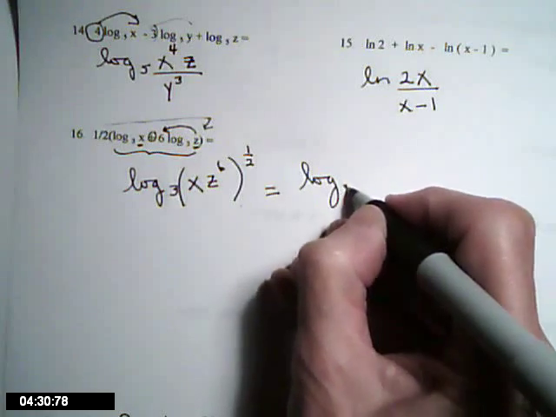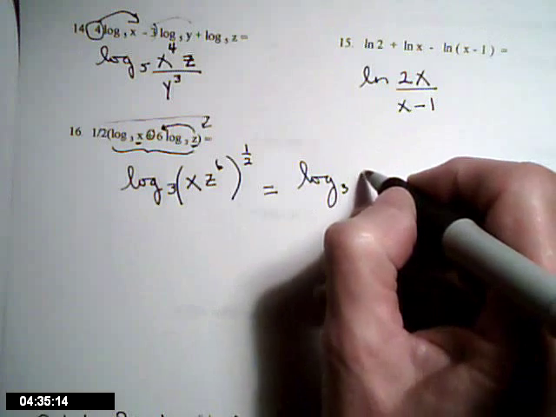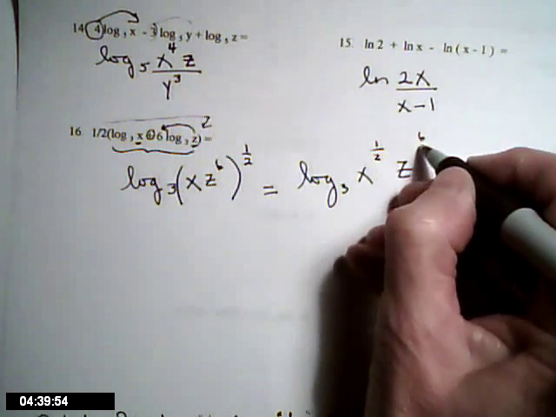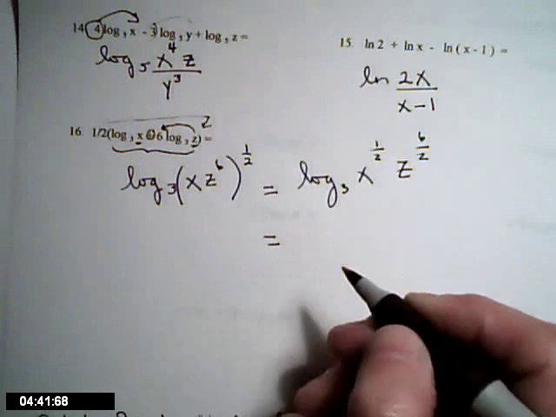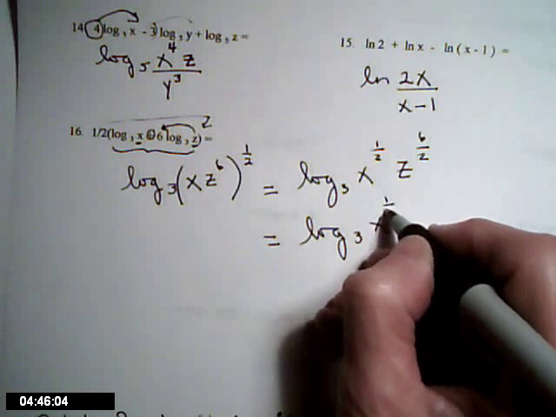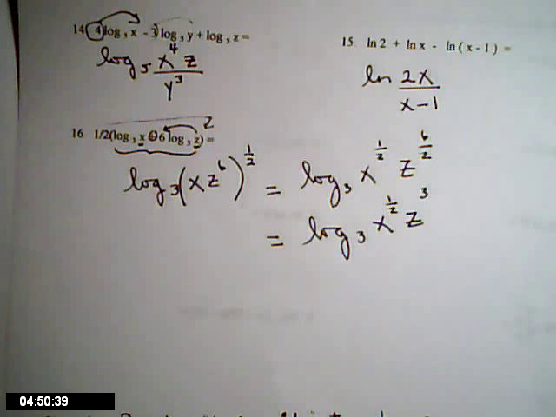Probably my math lab would want you to reduce it and distribute this 1/2. So that would be x to the 1/2 power and z to the 6/2 power. And you see already that that could be reduced again. Log base 3 of x to the 1/2, z to the 3rd power. Writing several logs as a single log, remembering that if you have a minus sign in front of a logarithm, that will push that argument into the denominator.